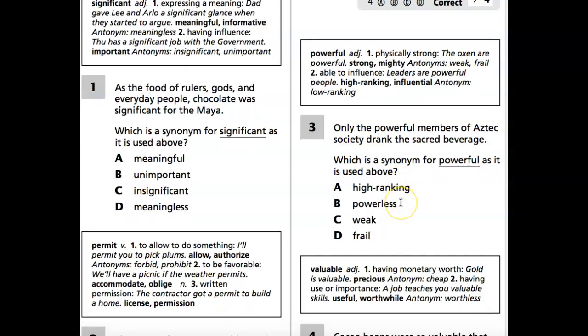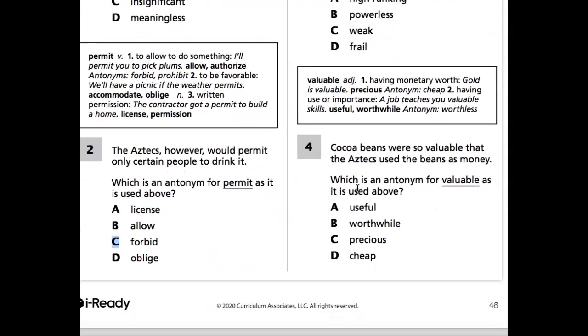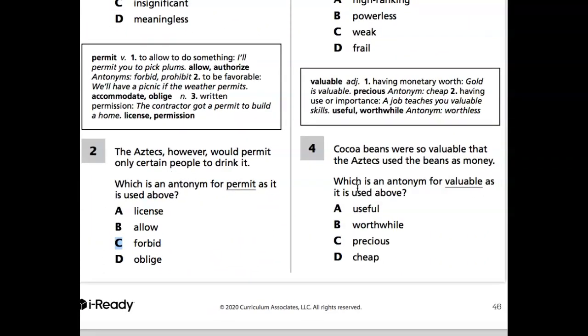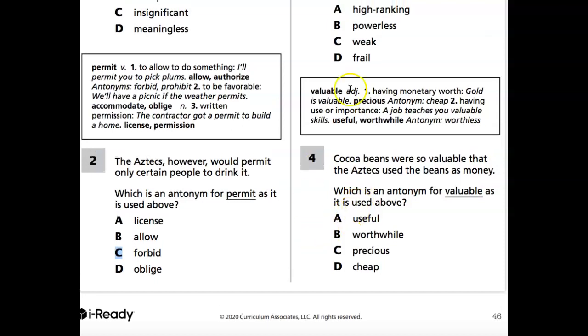So look at number 3. Only the powerful members of Aztec society drank the sacred beverage. Which is a synonym for powerful as it is used above? So powerful there would be like a leader. So that would be high-ranking, because this says powerless, without power, weak and frail. So a synonym for powerful is high-ranking. All right, and I should have let you do that one. I'm going to let you do 4 on your own.